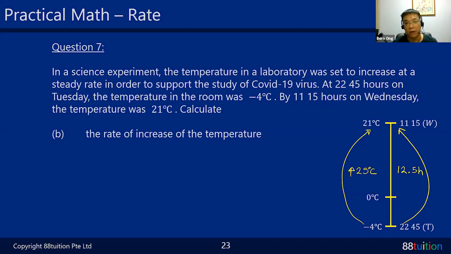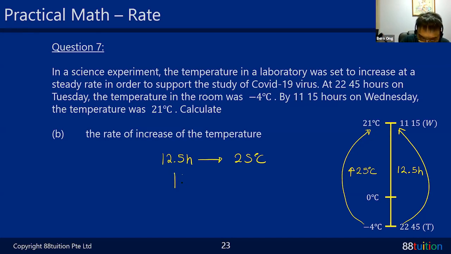12.5 hours. From 22:45 on Tuesday, 10:45 p.m., to 11:15 in the morning on Wednesday is 12.5 hours. So it simply means that in 12.5 hours, the temperature goes up by 25 degrees Celsius. You compare, right? Same, fair.